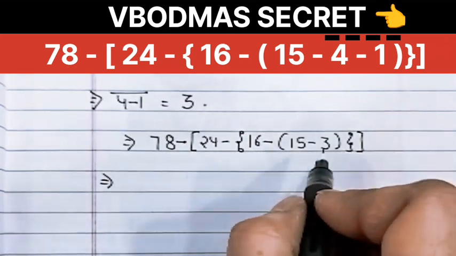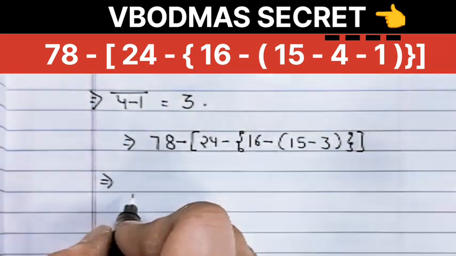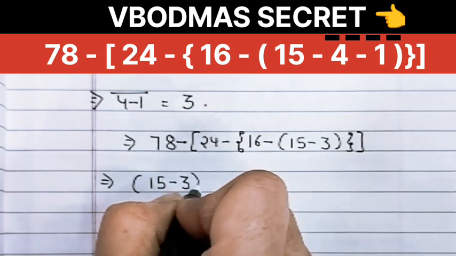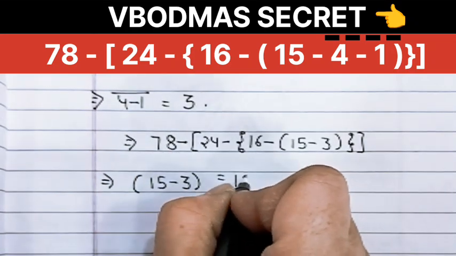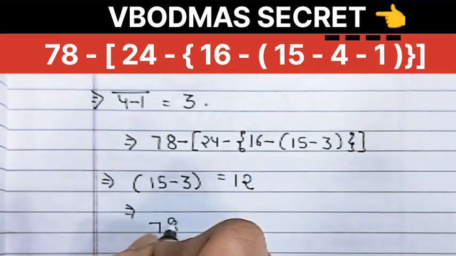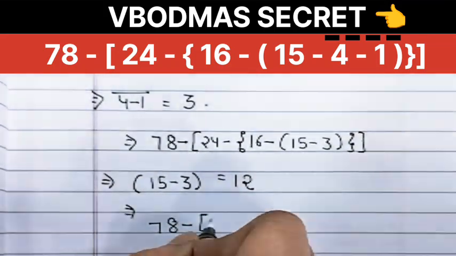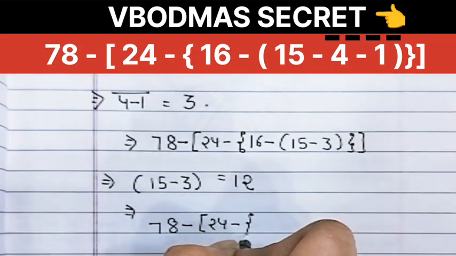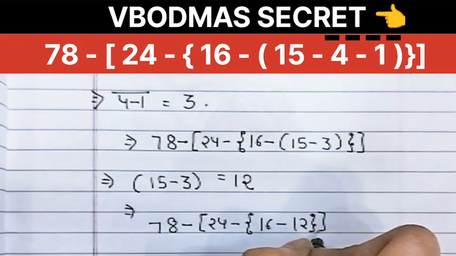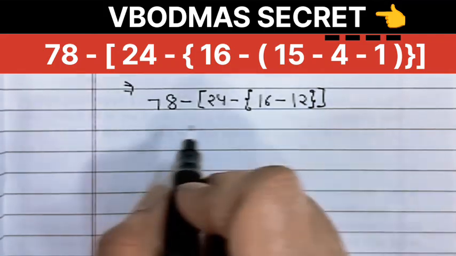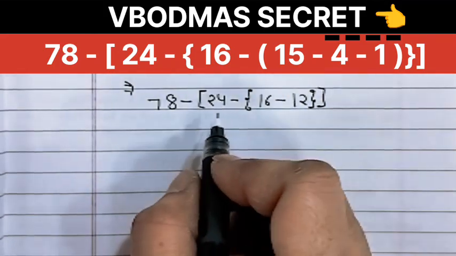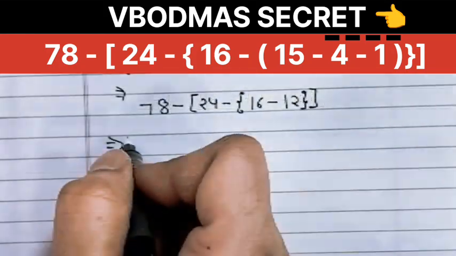Solve the round bracket, the parentheses. Next we perform the subtraction inside the round bracket. So 15 minus 3 equals 12. Now the expression becomes 78 minus [24 minus {16 minus 12}]. Remember, rewrite the entire expression for every single operation you perform. This prevents skipping the numbers.